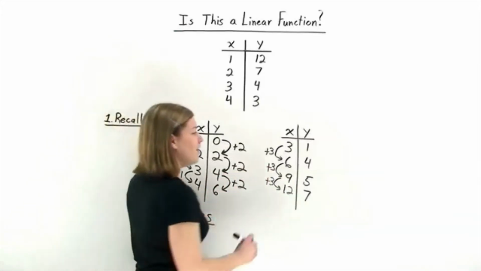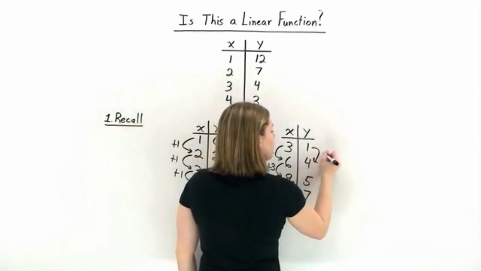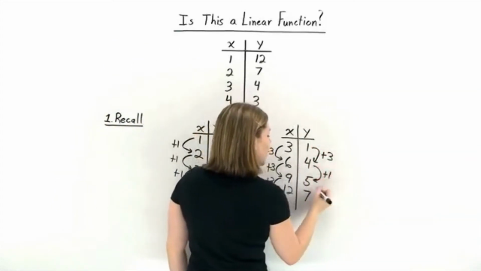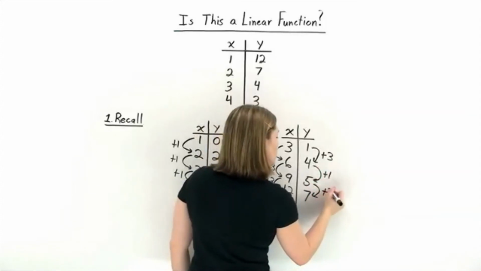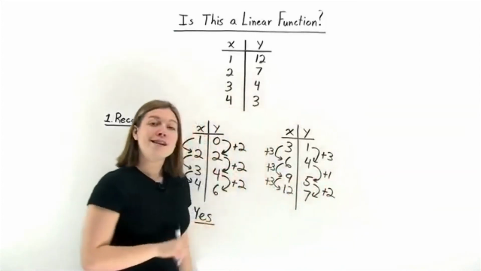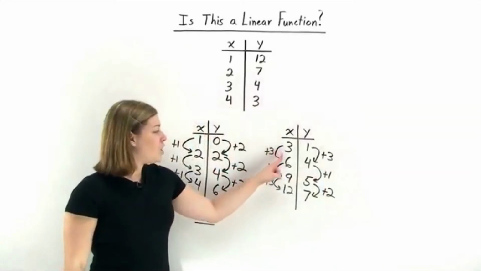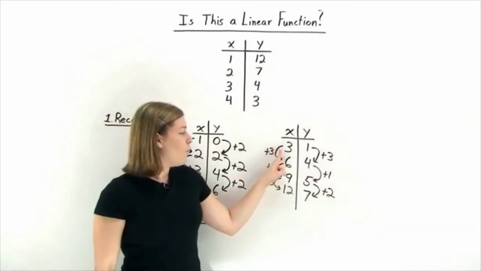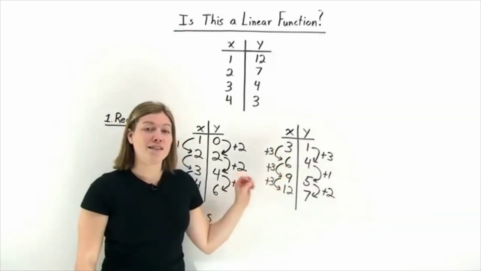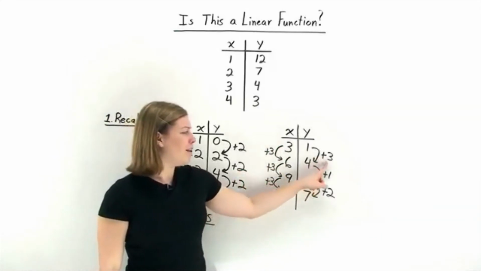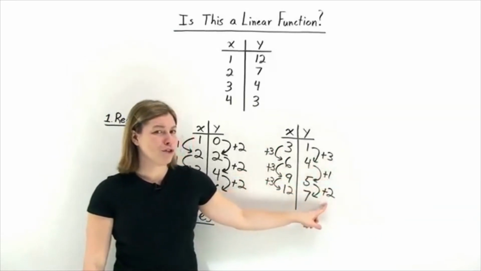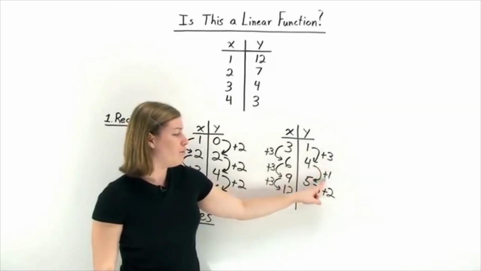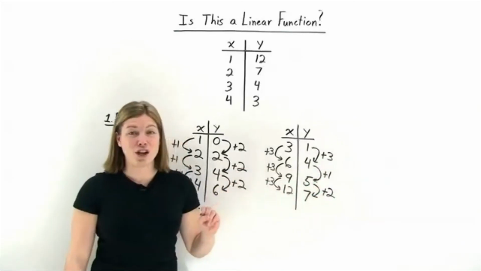Well, let's see. To go from 1 to 4, we could add 3. To go from 4 to 5, we could add 1. And to go from 5 to 7, we could add 2. And take a look at that. Each x value is increasing at a constant amount. So, we're having the same change to x each time. But we don't have a constant amount of change for each y value. Here we're adding 3 to get the next y value. Here we're adding 1, and here we're adding 2.